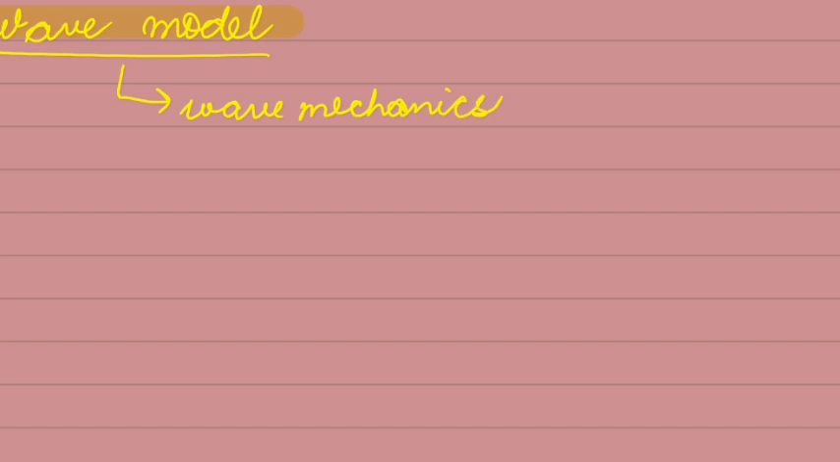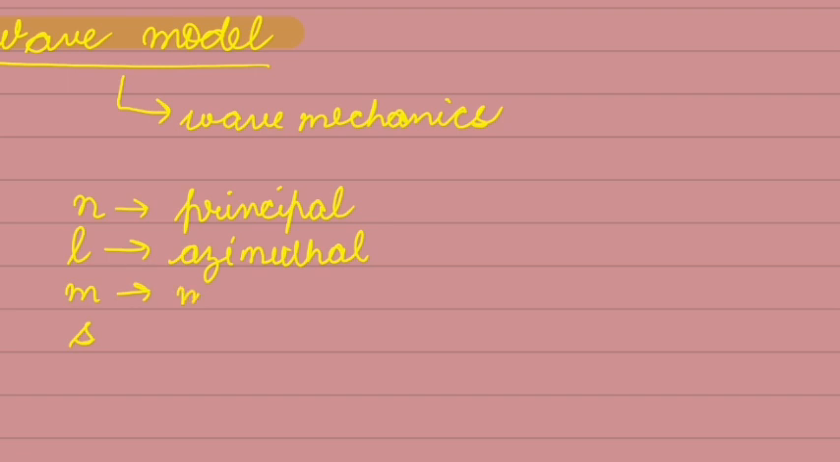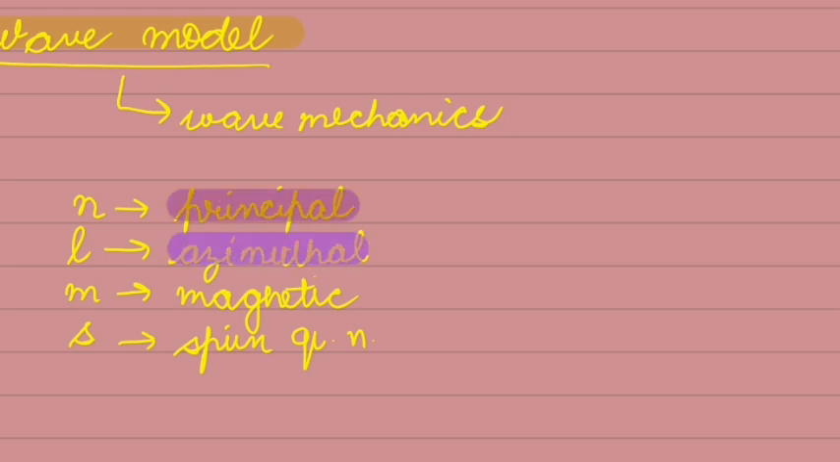Now the quantum numbers are the numbers which are required to completely specify the state of an electron. We have 4 types of quantum numbers, that is n, l, m and s. Now what is the meaning of n? n is the principal quantum number. Similarly, l is the azimuthal quantum number. Then m is the magnetic quantum number, and the fourth one, s, is the spin quantum number. So these are the 4 types of quantum numbers we have over here.